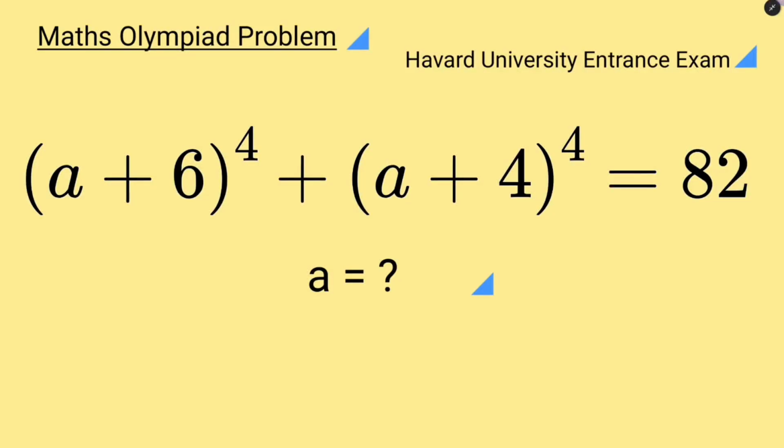Welcome to another problem solving series where we have this equation: (a + 6)^4 + (a + 4)^4 = 82. What is the value of a?